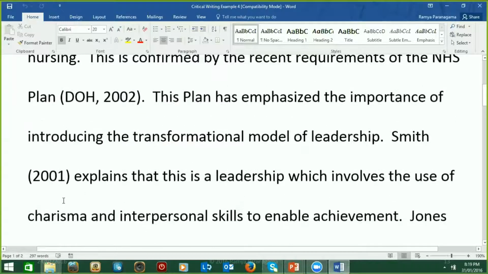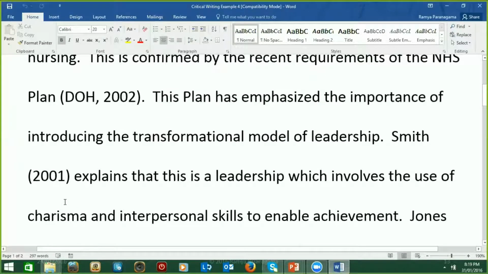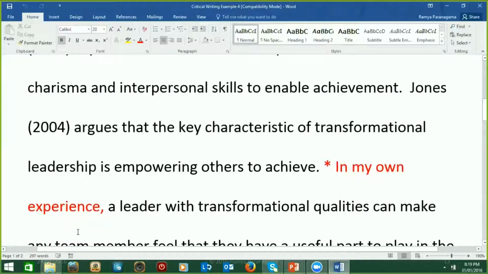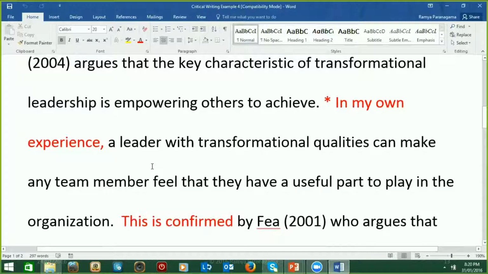Now the writer uses 4 resources. After using 4 resources, the writer is not comparing them. What are the similarities between these authors and what are the differences? If there are no similarities, obviously there must be differences. But the writer is not doing anything, and jumps into 'in my own experience'. Hang on, what experience? Wait a minute. Take a step backward. You bring out the similarities, the differences, and how they relate to the topic, which is leadership, before coming up with your experience. Okay? Can you see now?